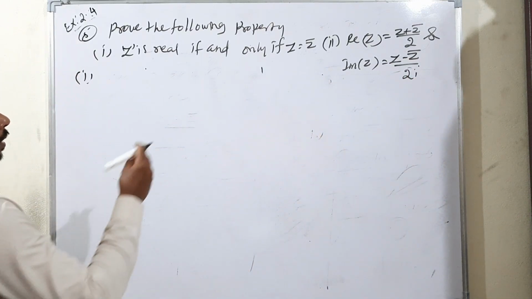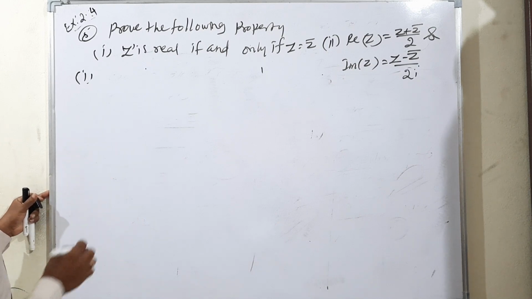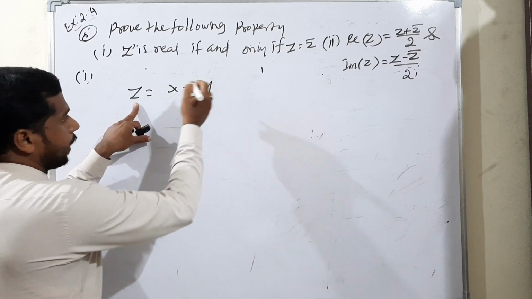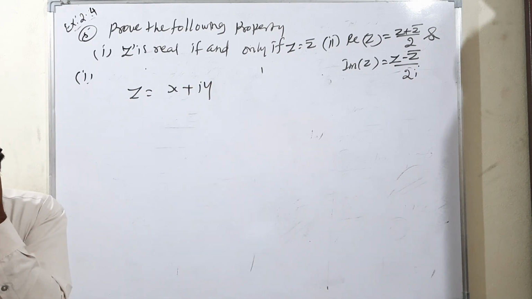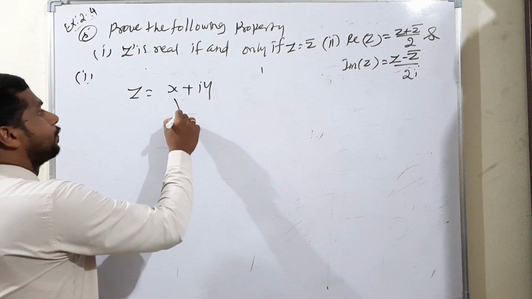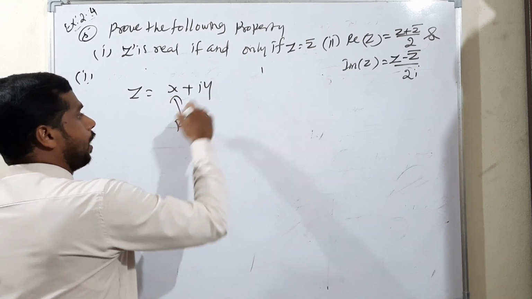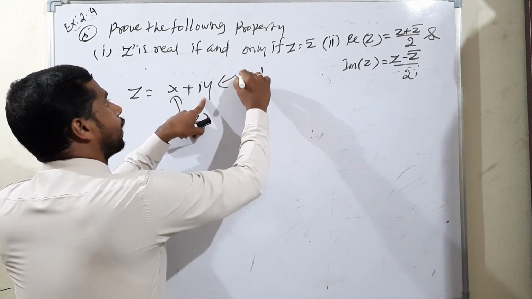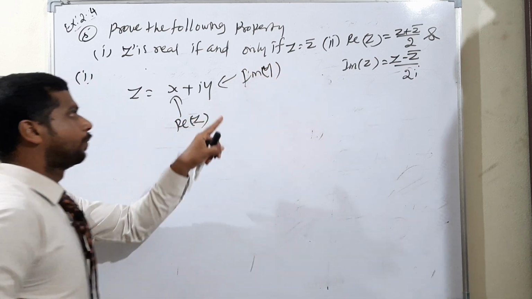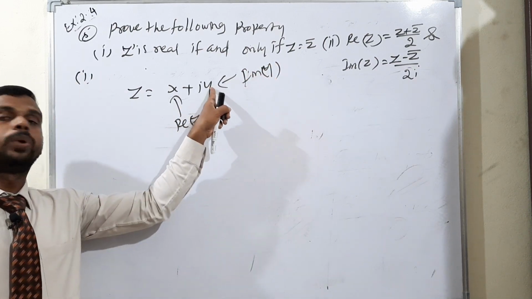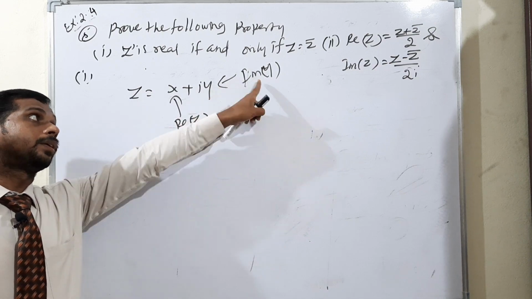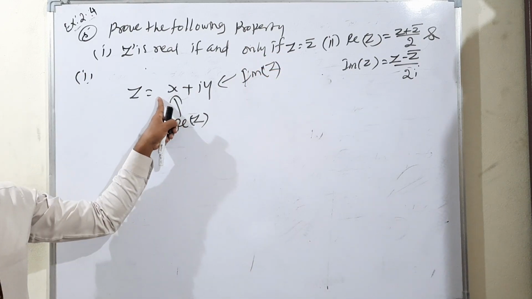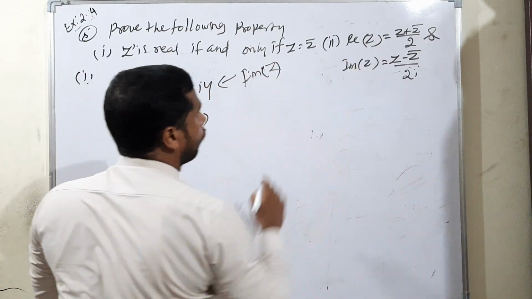Second part. Before moving to the condition, you have to understand some important points. Let us consider z is equal to x plus iy. Purely real is called real of z, and y is called imaginary of z. So real of z means when y is equal to 0, and imaginary of z means when x is equal to 0. Then I am moving to the first part.